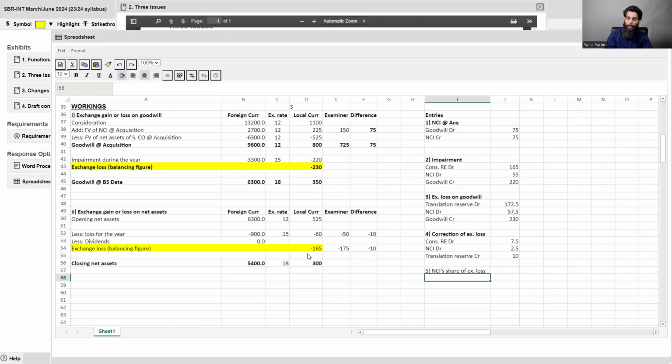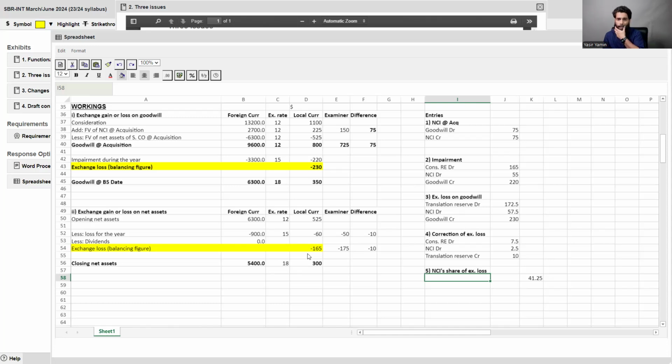Now, how do you calculate NCI's share of exchange loss? Can anybody tell? There is the loss of 165, and at least 25% of it should have gone to NCI. That exchange loss has been parked under translation reserve. That should have been transferred to NCI. Can anybody tell me what should be the correcting entry, so that NCI gets the effect of loss and the parent company's reserves are compensated for this? What should be the correcting entry?